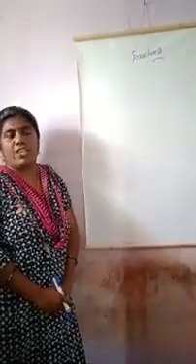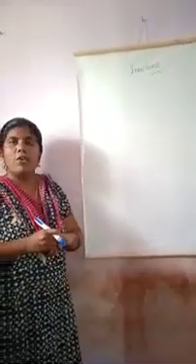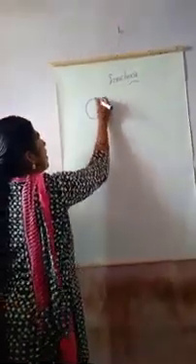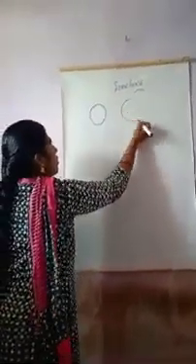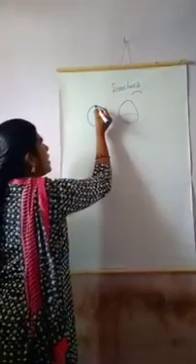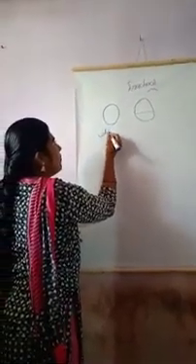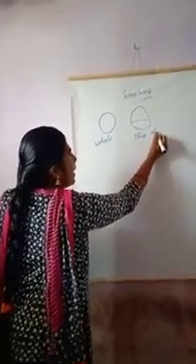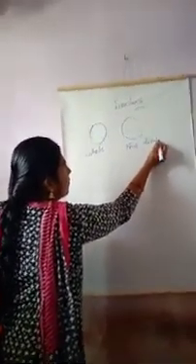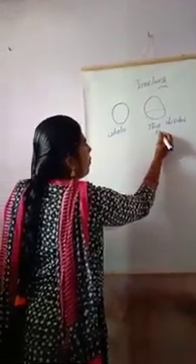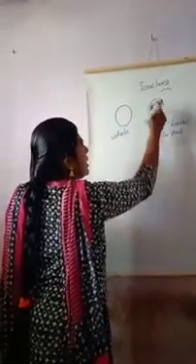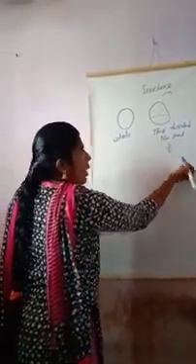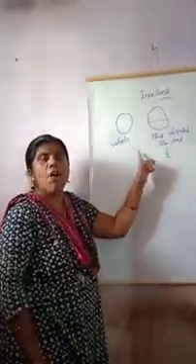First one, fraction. What is a fraction, children? We know that it is a part of a whole. See the figure: this is the whole. This is divided into two parts. This is half of the whole divided. We write this as 1 by 2. 1 by 2 is the half.